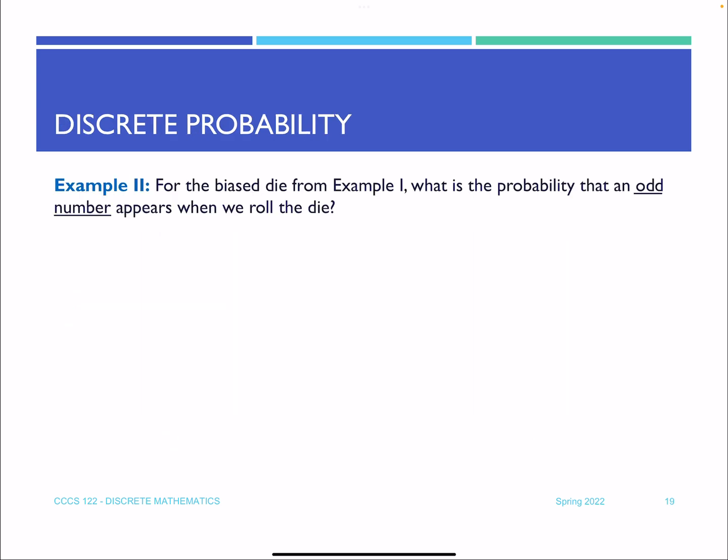Let's continue with the biased die, the loaded die from the previous example. What is the probability that an odd number appears when we roll the die? Now, the event that an odd number shows up is an event that contains three outcomes, S1, S3, and S5, 1, 3, and 5. Remember, the probability of an event is equal to the sum of the probabilities of individual outcomes that make up that event.